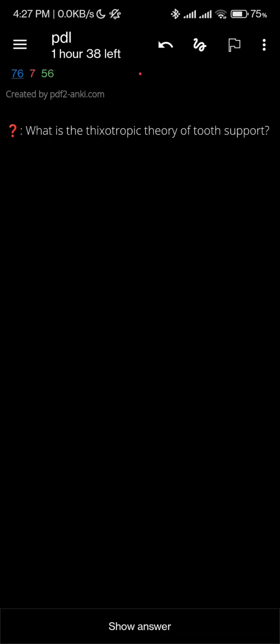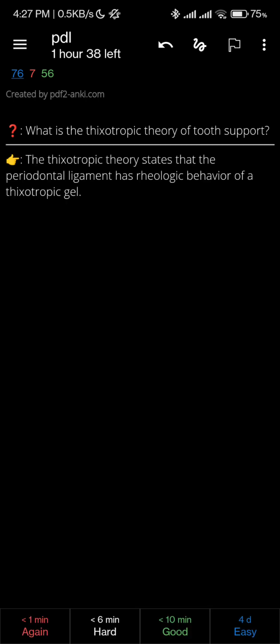Okay, what is the thixotropic theory of tooth support? The thixotropic theory states that the periodontal ligament has the rheologic behavior of a thixotropic gel. So what is the thixotropic theory of tooth support? It says that the periodontal ligament has the rheological behavior of a thixotropic gel.